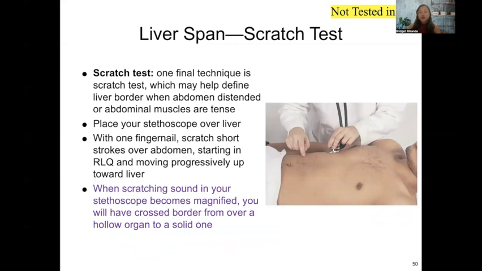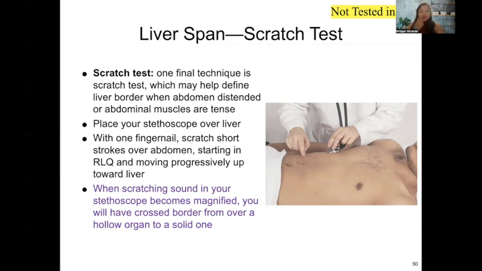You can also do a scratch test. And so I like this test better than the percussion test for the liver span. This test is really interesting. I would encourage you to try it in lab, even though we're not going to test you on it. You will need to know these for didactic though.